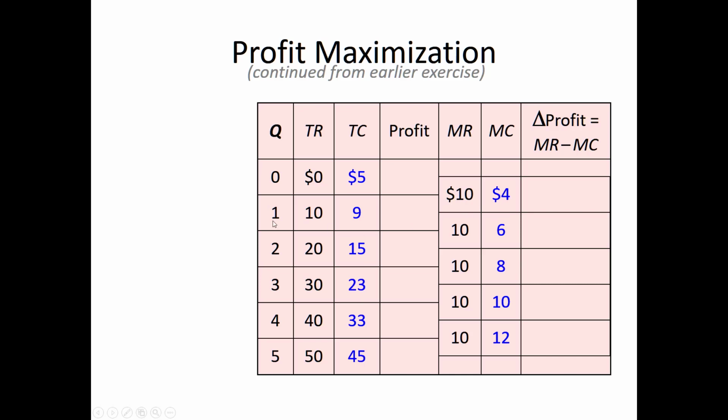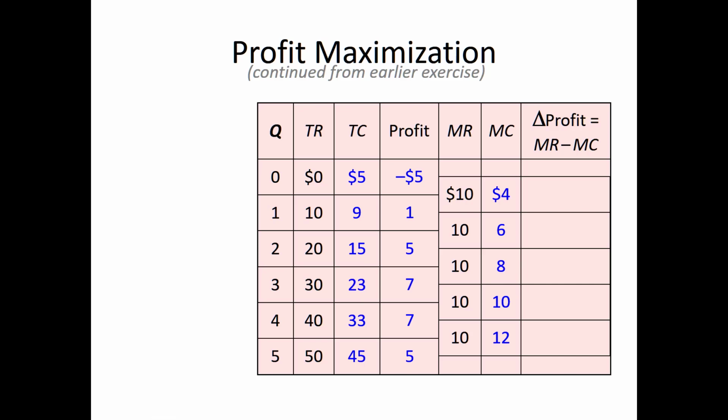As I increase quantity from 1 to 2, my costs are increasing from 9 to 15. So the marginal cost is 6. That's the difference in cost as I produce one more unit. If I increase quantity from 2 to 3, total cost increases from 15 to 23. The difference is 8, so that's my marginal cost.